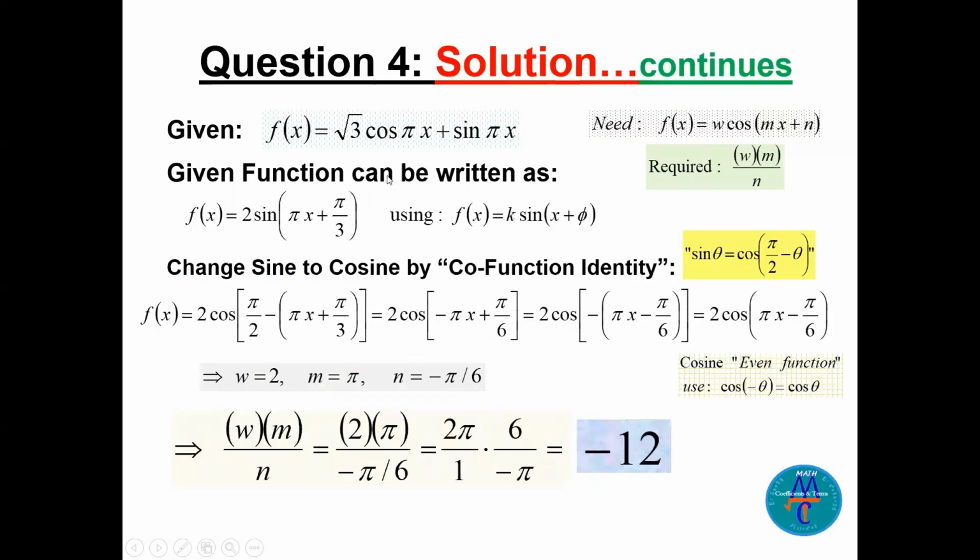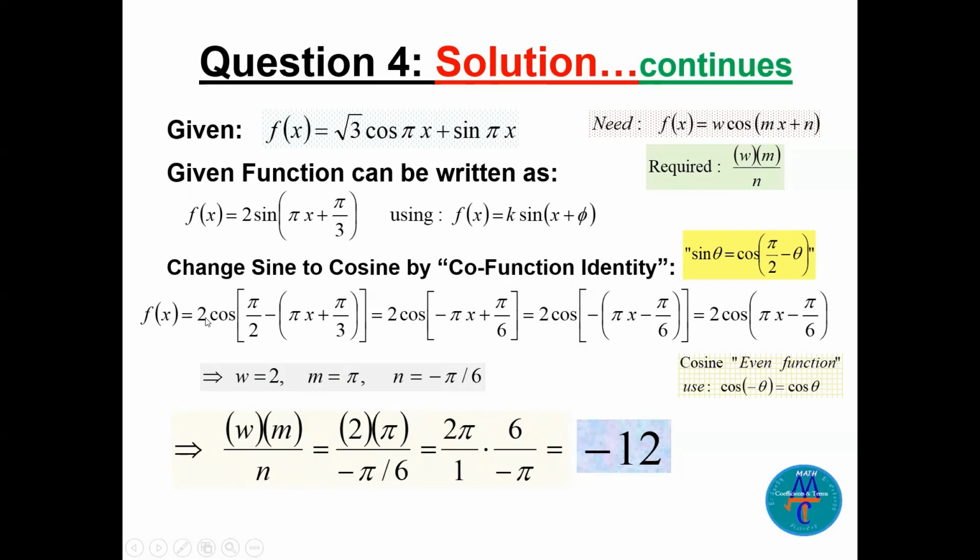So I can change the given function into only sine, which is k sine of x plus phi. Now remember, the x here in the formula is everything in the argument, pi x. So I write the given function as 2 sine of pi x plus phi, which is pi over 3. But I need the function to be written as cosine. So I can use the cofunction identity.